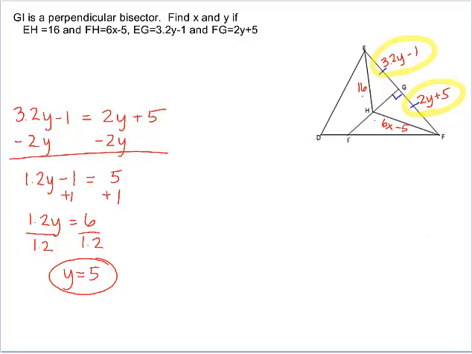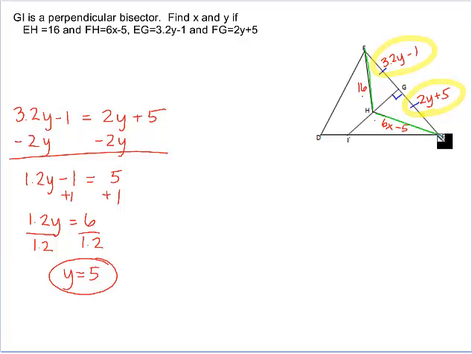Okay, so let's decide how we can find x. Well, if we take a look here at these two segments that we have left, we have EH here and we have HF. Now, if we knew that point H was the circumcenter, we could definitely say these two are equal to each other because circumcenters are equidistant from the vertices. But we're not given that information.